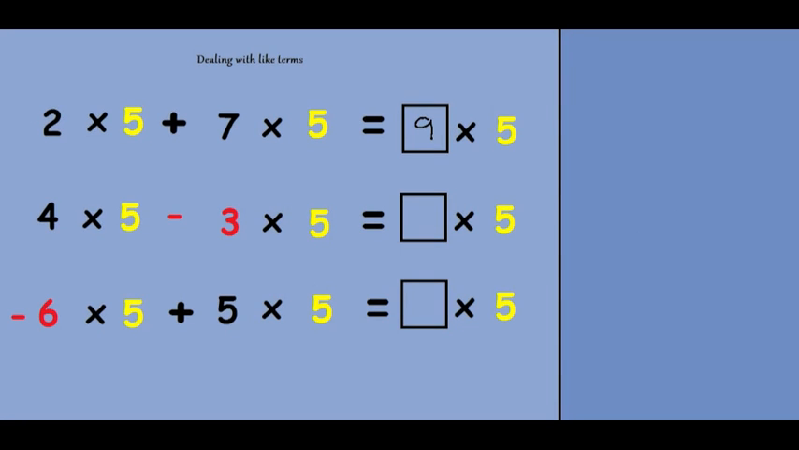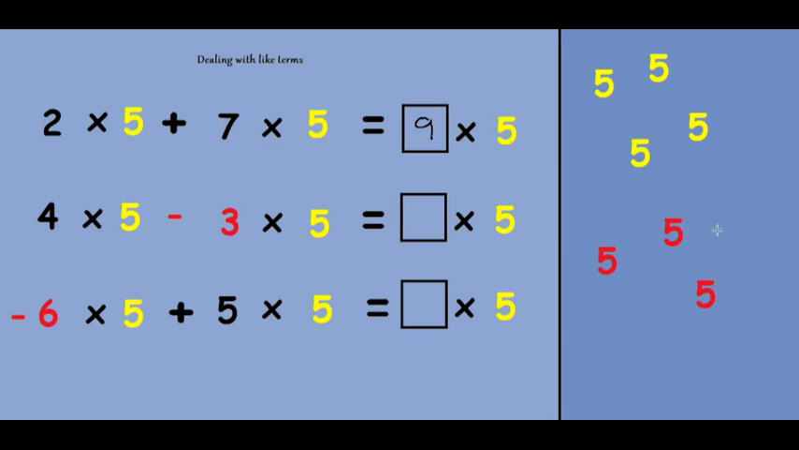Let's move on to the second one. 4 lots of 5 minus 3 lots of 5 is how many lots of 5? So again, I'm going to use a diagram, and I'll use yellow 5s to represent 4 lots, but I'll use red 5s to represent the fact that I'm now going to take away 3 lots of this. So here I have 4 of these yellow 5s and 3 of these negative 5s.